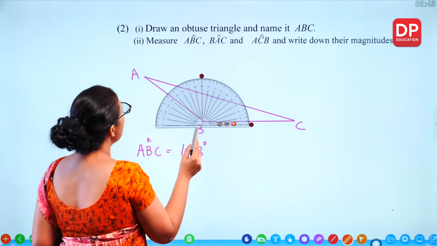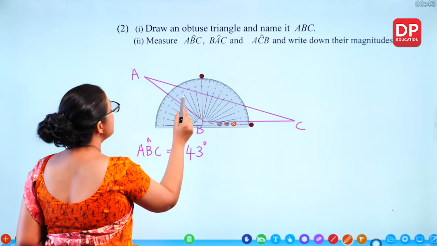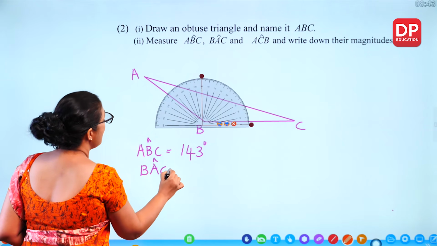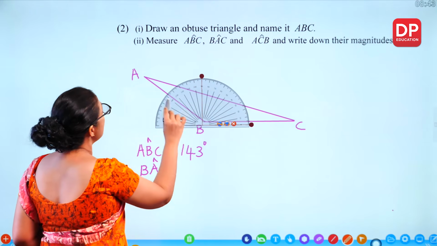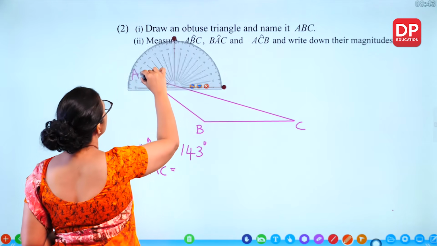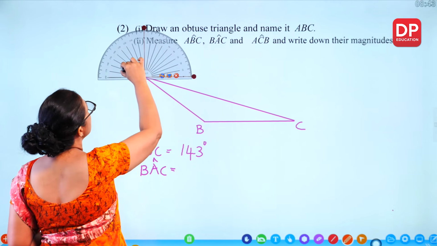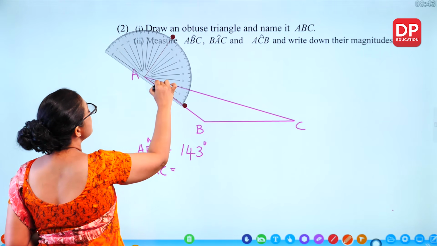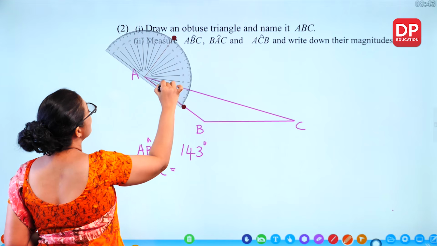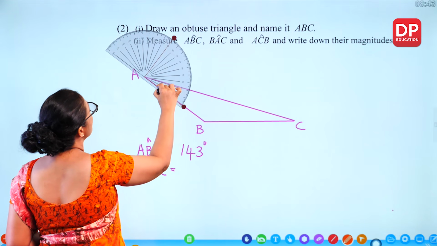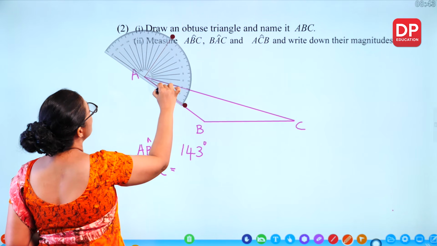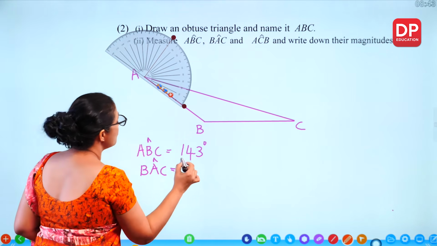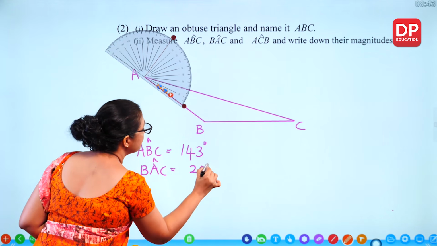Now we'll measure the other angle. Now we did ABC. Now BAC angle. BAC angle. This one. So we'll take this angle and try to measure this. So you get 20 degrees. So you get 20 degrees for that.